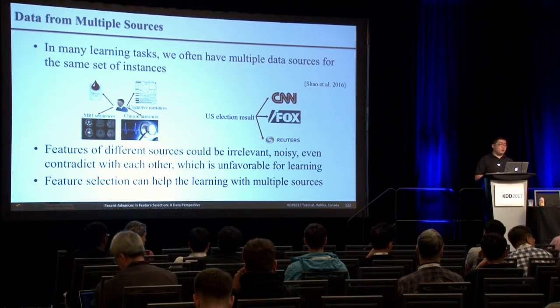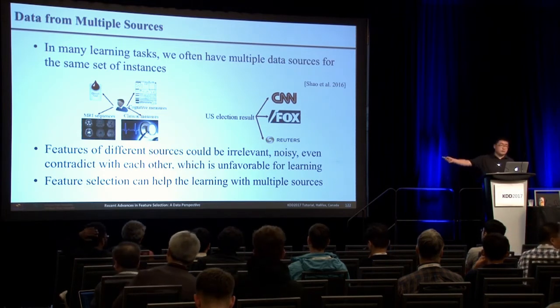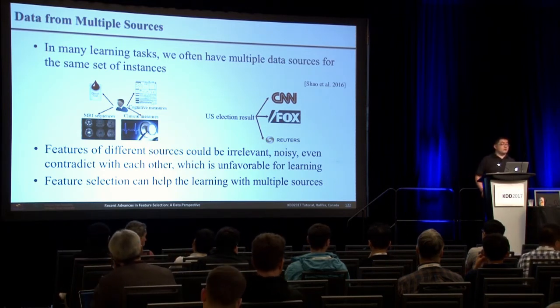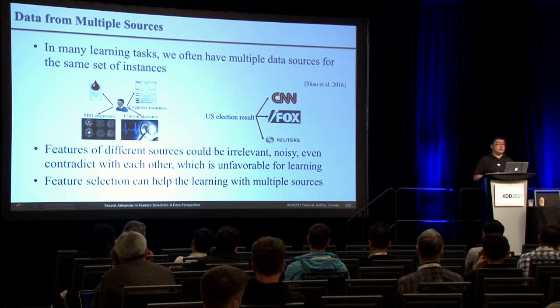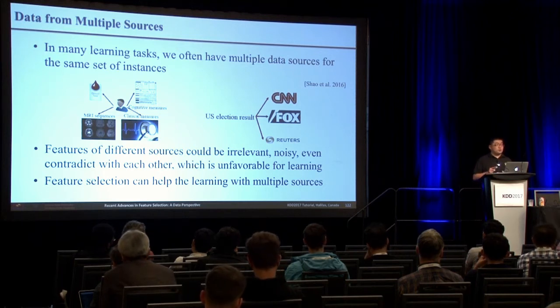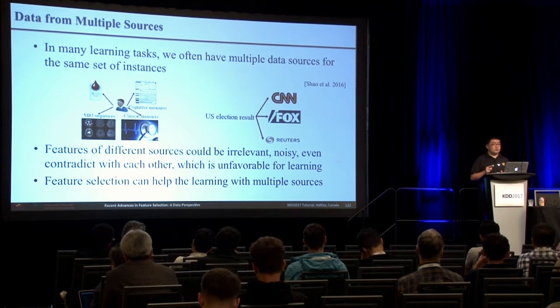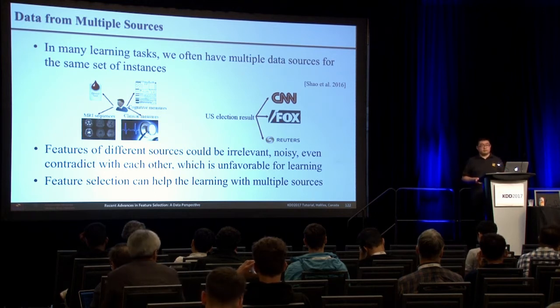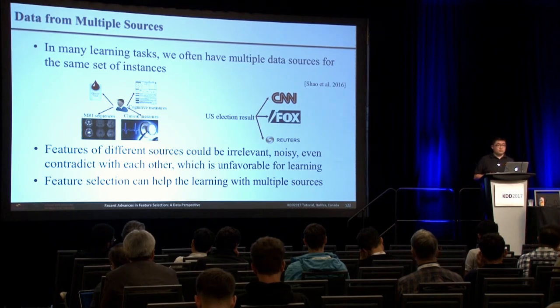So basically, we have multiple data sources, and there is no label information. There is no label information because for multi-source data, it is normally difficult to find a consensus label, because different sources may contradict with each other.